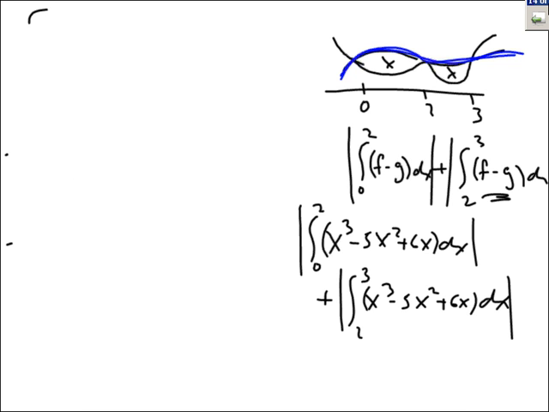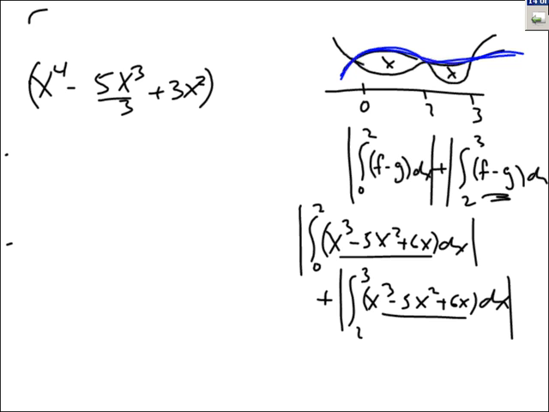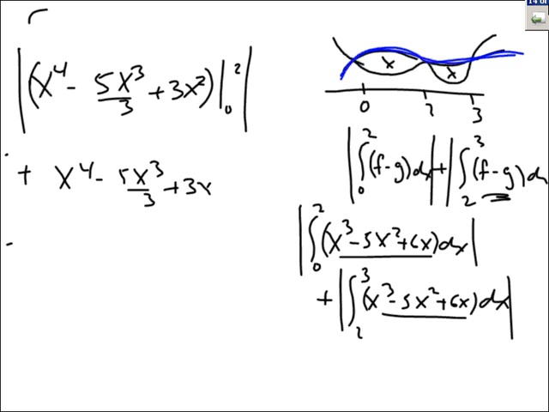The nice thing is both of these are the same, so the antiderivative is x to the 4th minus 5x cubed over 3 plus 3x squared. It goes from 0 to 2, make it positive in case I need it, plus the same thing, this time from 2 to 3, absolute value.